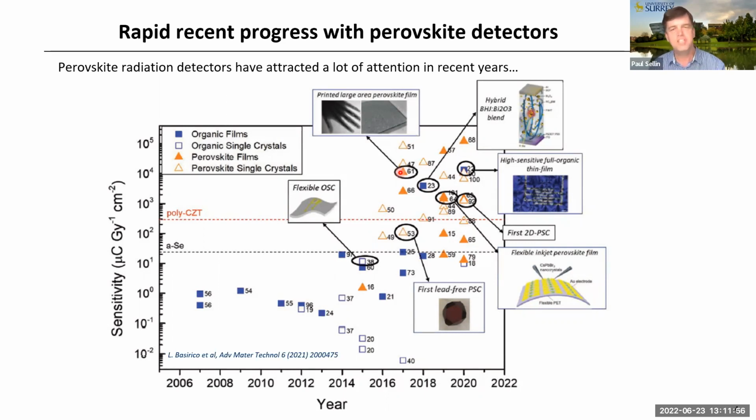And in fact, these sensitivity values start to get very large, up at 10 to the 5 microcoulombs per gray centimeter squared. And if we look into that in more detail, we find that actually there are gain mechanisms going on inside these materials to get such a high X-ray sensitivity.